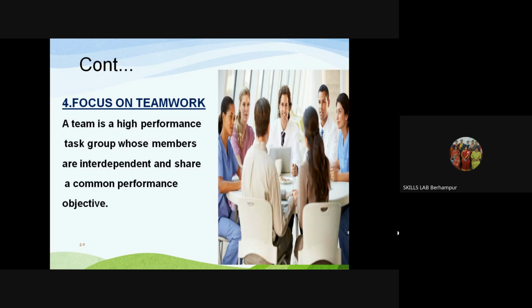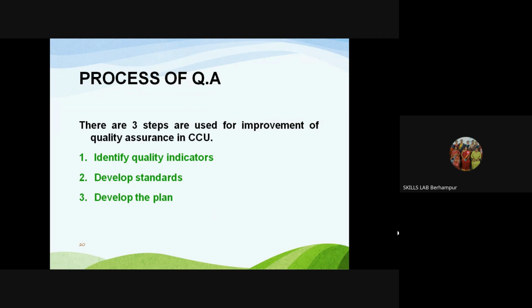Then focus on the team. Always keep total focus on the team. A team is a high performance task group whose members are interdependent and share a common performance objective. Then the process of quality assurance: there are three steps used for improvement of quality assurance.